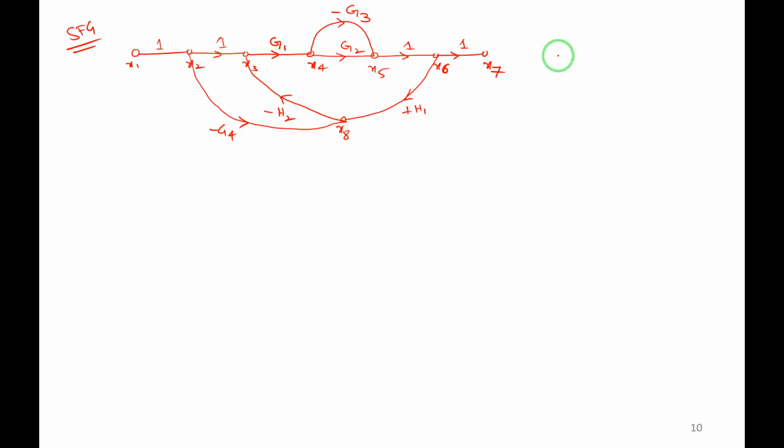Just I will write the formula, Mason's formula. T is equal to summation of Pk delta k divided by delta. This is the formula of Mason's gain formula, and k varies from 1, 2 and so on. This we'll see. Then first, we know the steps, how to do it. First step is identify forward paths.